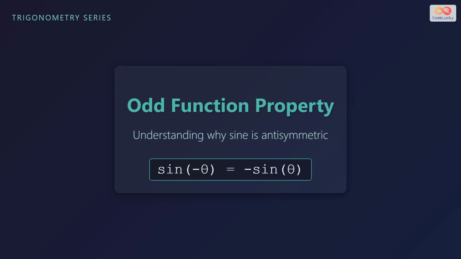Today, we are going to explore a fundamental property of the sine function: why the sine of a negative angle equals the negative sine of that angle. This is known as the odd function property.